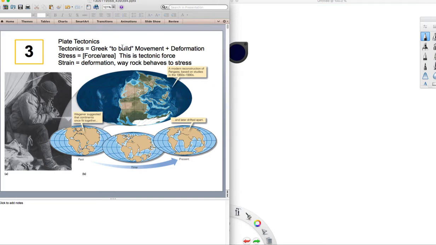Tectonics refers to building. It's really a movement and deformation of Earth's surface or Earth's crust, and that's where the tectonic plates are going to be. When we look at the movement, it's really a force causing that movement, and that force is acting over an area. So force over area is called stress. The rock is going to deform in a certain way, or react to that stress, and we call that strain. So strain is the deformation, and we'll mention those in a little bit here.